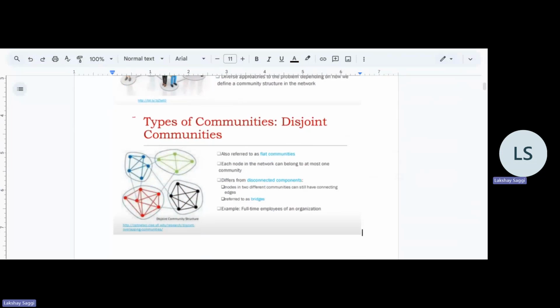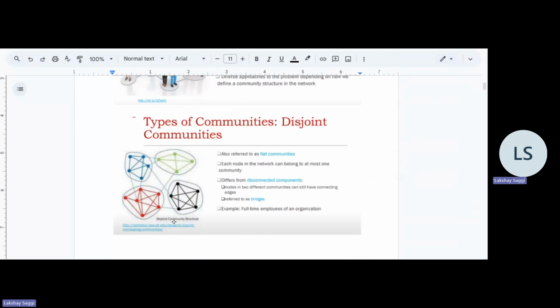And note that these are not exactly like disconnected components. So what can be one definition of a community? You can say that in a graph, any two vertices lying in the same connected component are part of the same community. That's maybe one kind of definition for a community, and that will be an example of a disjoint community. But note that there can be various other definitions.